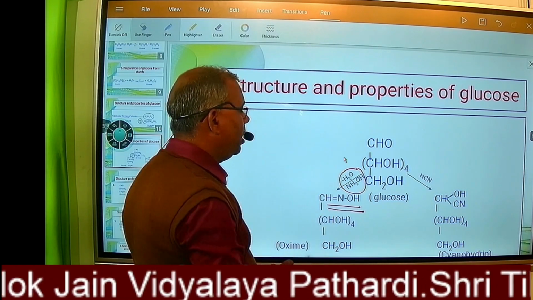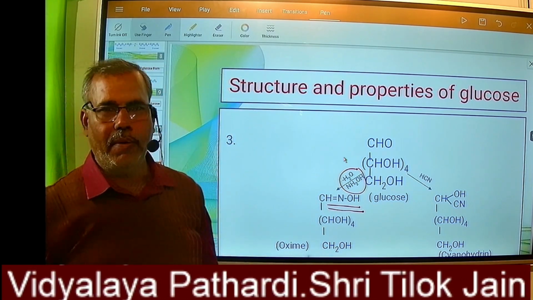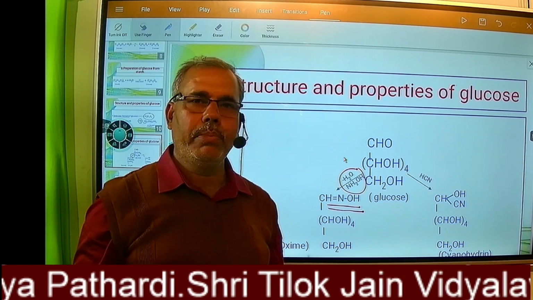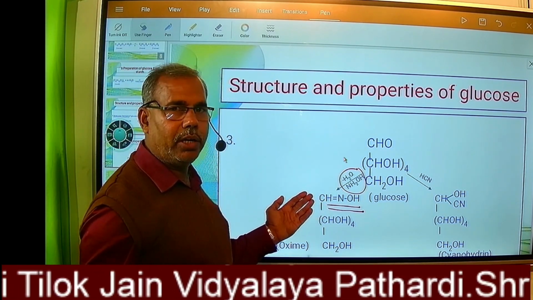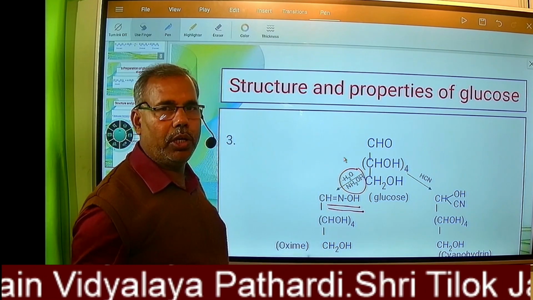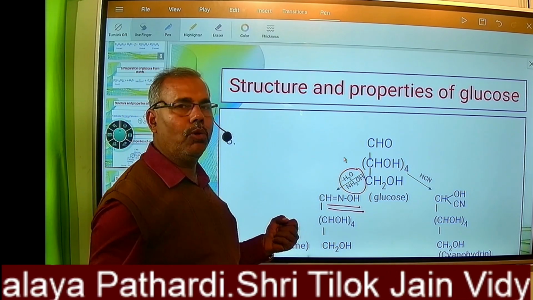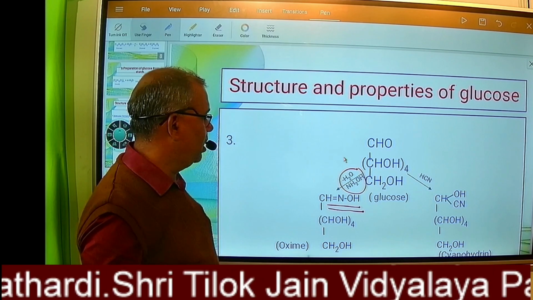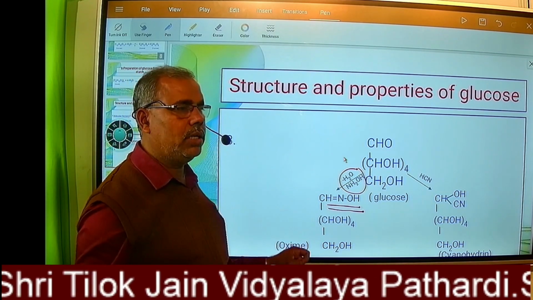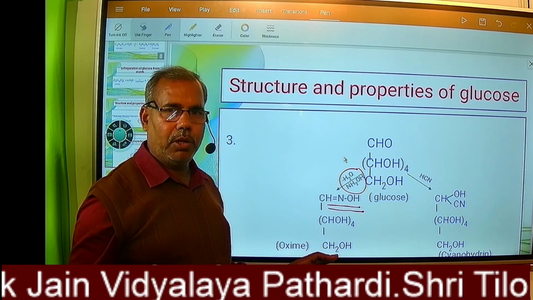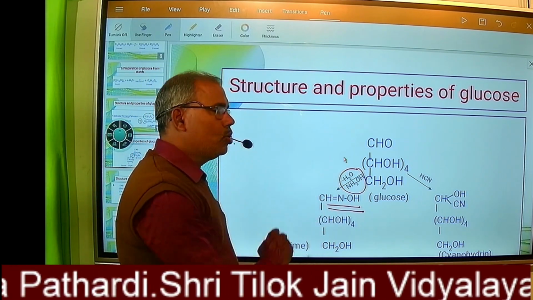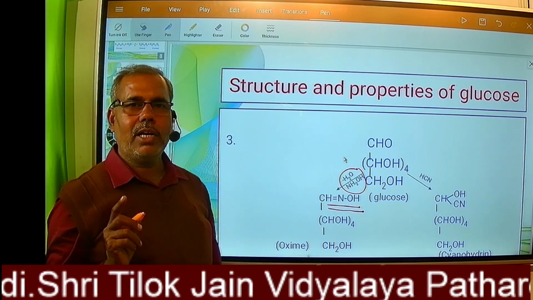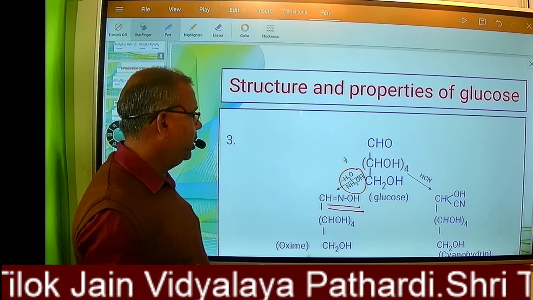Now oxime is formed only when a carbonyl group is present in the substrate molecule. So when any compound reacts with hydroxylamine, NH2OH, oxime is formed only when a carbonyl group is present in the molecule. Here oxime is formed, therefore it is concluded that the glucose molecule contains at least one carbonyl group in its structure.